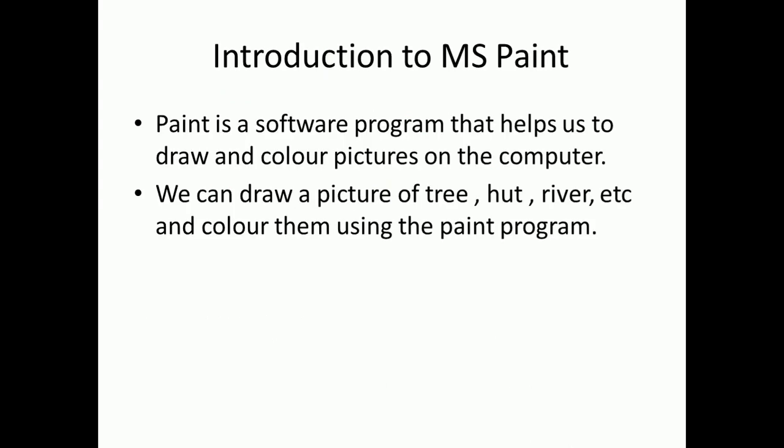Introduction to MS Paint. Paint is a software program that helps us to draw and color pictures on the computer. We can draw a picture of a tree, hut, river, etc. and color them using the Paint program.